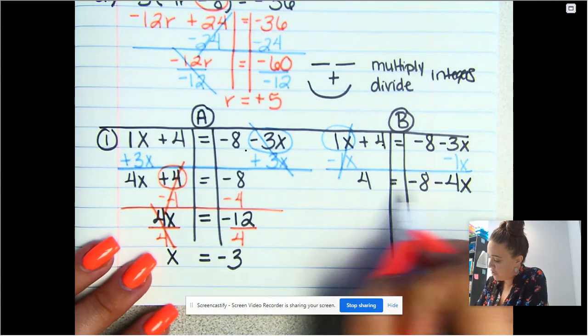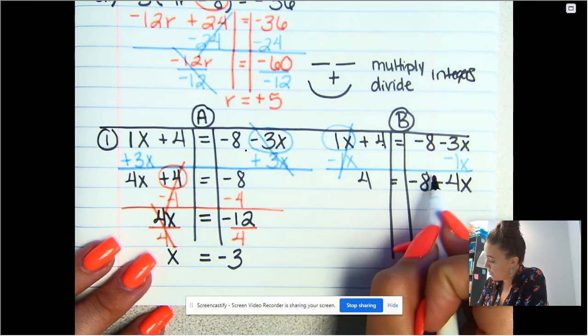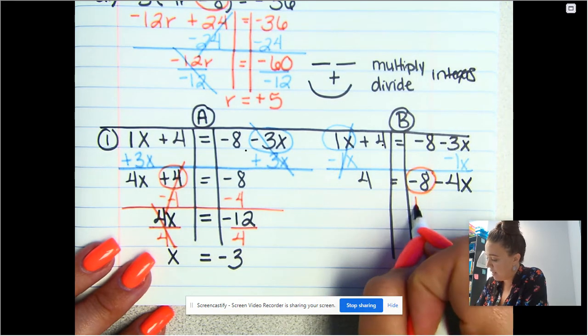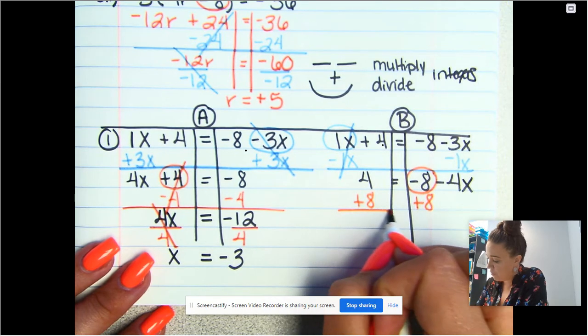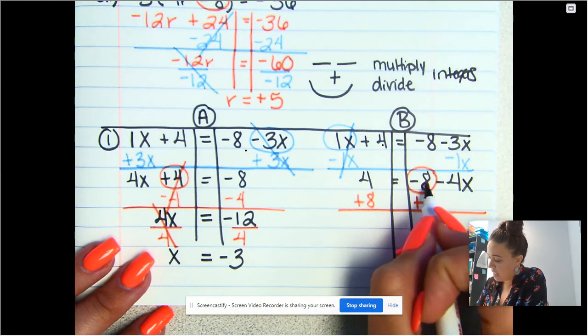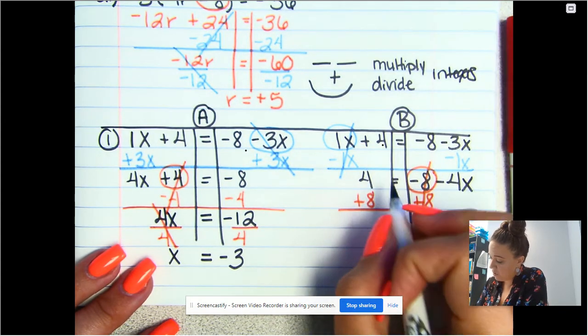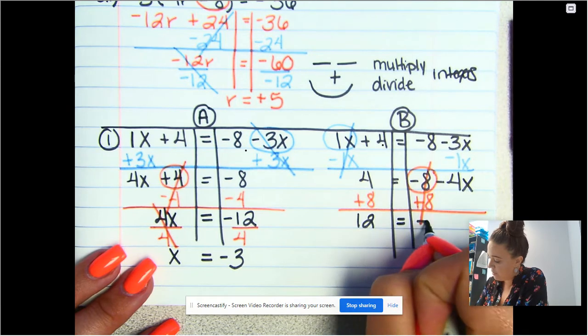Okay. The term that is left on this side is a regular number or a constant. So we are going to move the constant over as well. So the opposite of a negative 8 is a positive 8. A constant means that there is no variable attached to it. Negative 8, positive 8 cancels. So we are left with 8 plus 4, or 4 plus 8, which is the number 12. And then we are left with negative 4x.